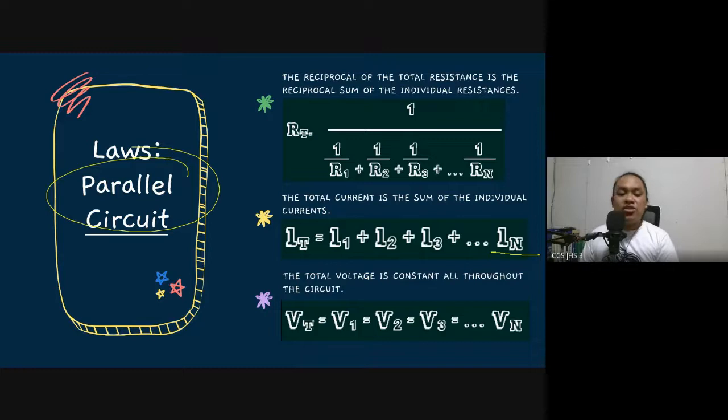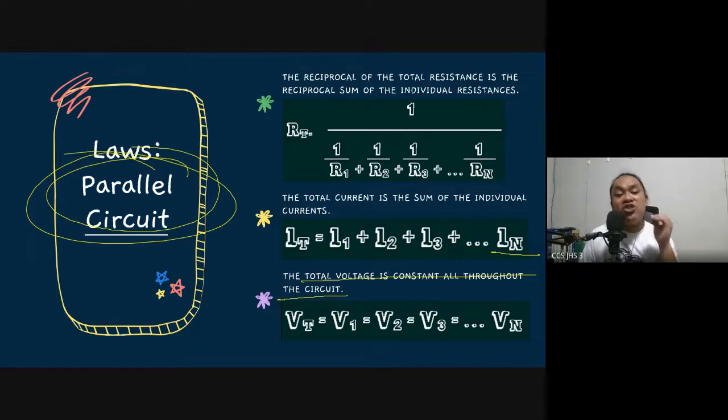Then lastly, to get the value of your total voltage in parallel circuit. Going back to series circuit, you just add the individual voltages to get the value of your total voltage. But when it comes to parallel circuit, the total voltage is constant all throughout the circuit.